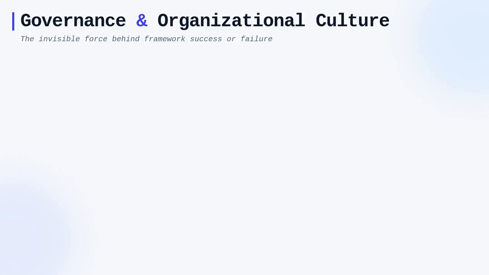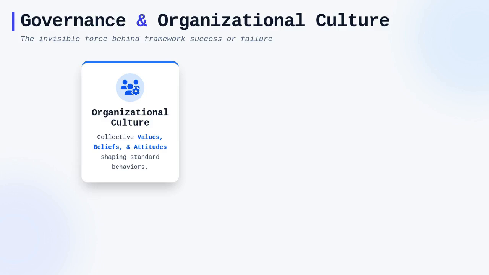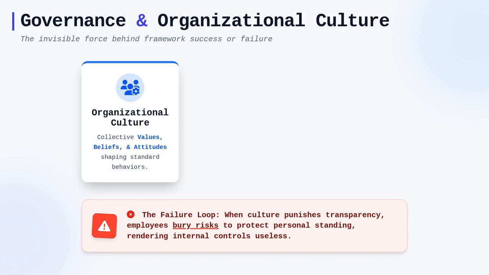Organizations often fail to implement governance because they attempt to force behaviors that contradict the prevailing organizational culture. Culture can be defined as the collective set of values, beliefs, and attitudes that shape the standard operating behavior of an entity. If you introduce a framework requiring stringent risk reporting in a culture that punishes transparency, you will find that employees bury risks to protect their personal standing.